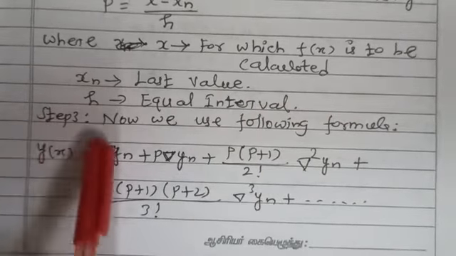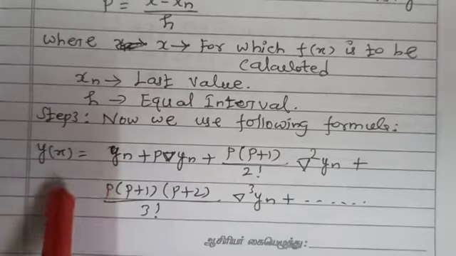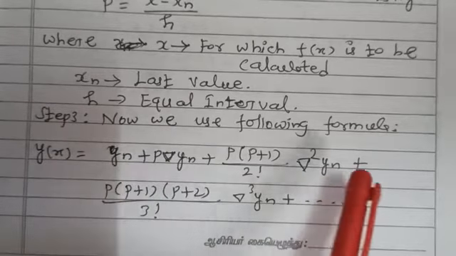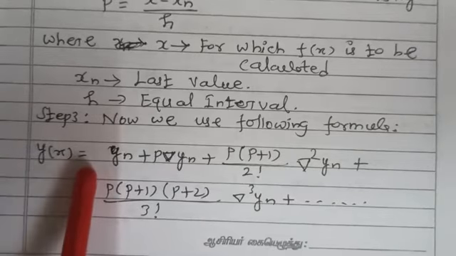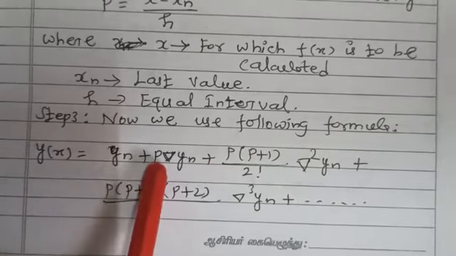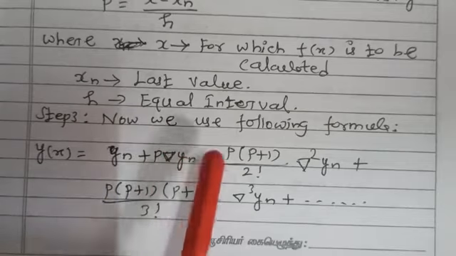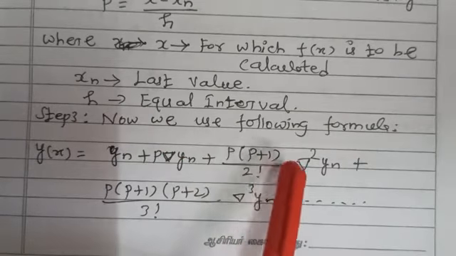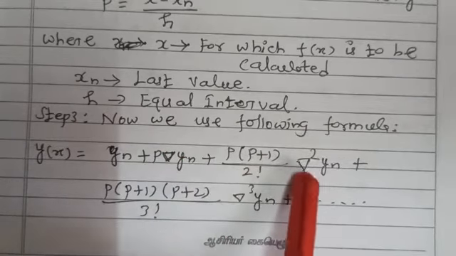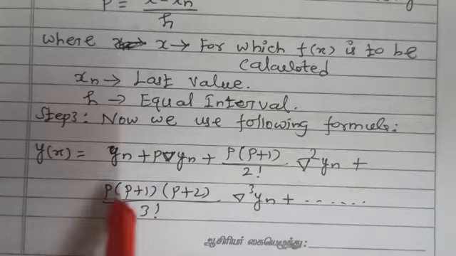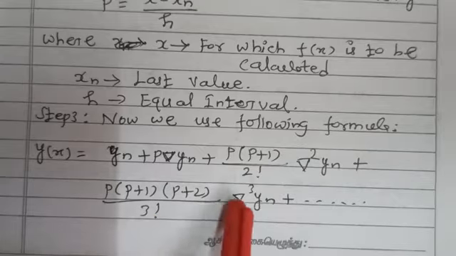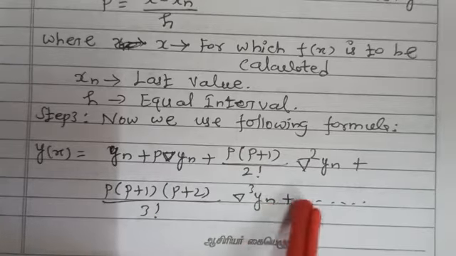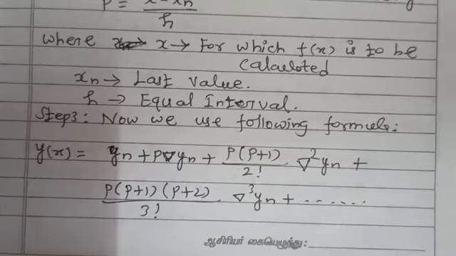And step number 3, we have to use the formula for Newton's backward interpolation. Here y of X is equal to Yn plus P delta Yn plus P into P plus 1 divided by 2 factorial delta square Yn plus P into P plus 1 into P plus 2 divided by 3 factorial delta cube Yn, up to the requirement level.